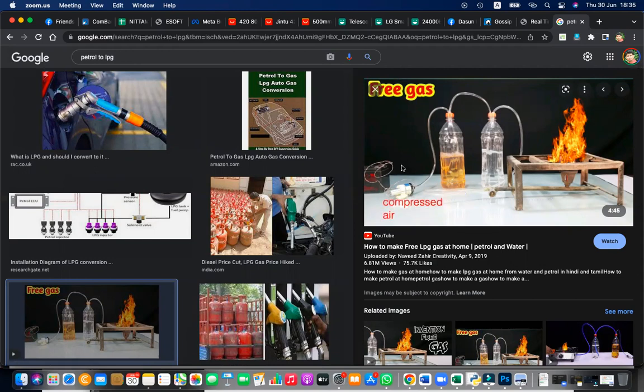You can use the oxygen pump in a fish tank, the oxygen motor in a fish tank, to do this.